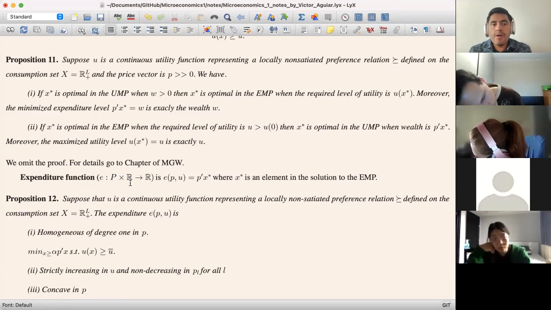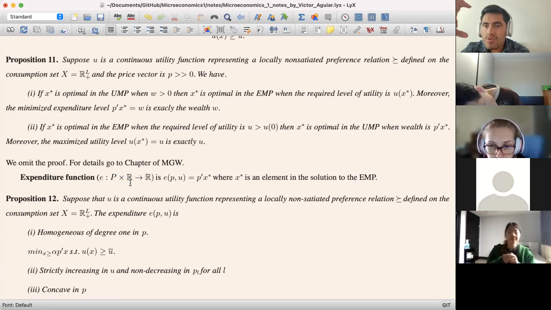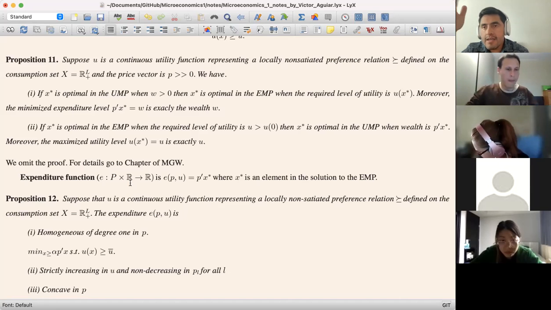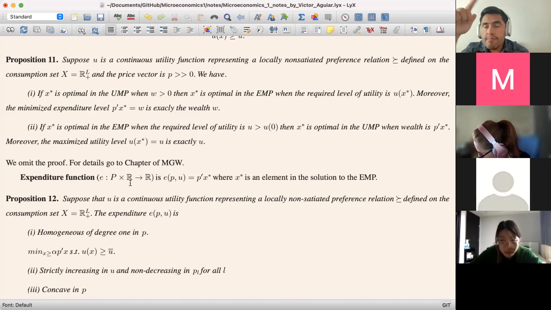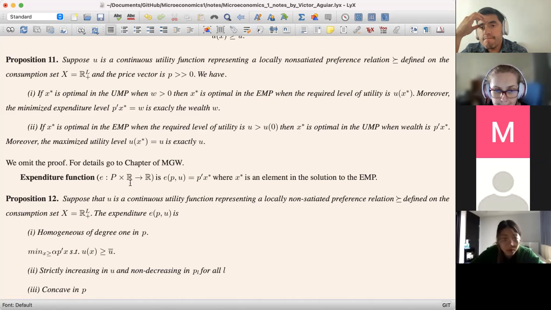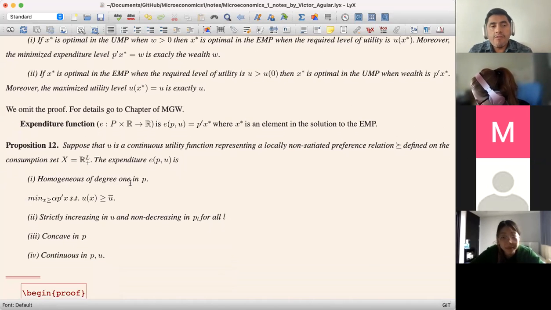So the expenditure function, right, is essentially the optimized value of the expenditure minimization problem. So it's the exact analogue of the indirect utility. Okay, and this is denoted by E, and is E of prices and the utility bar level, or U, and this is equal to P times X star, and X star is the optimal solution to the EMP. Okay. Now, with this object in hand, we will provide the following properties.